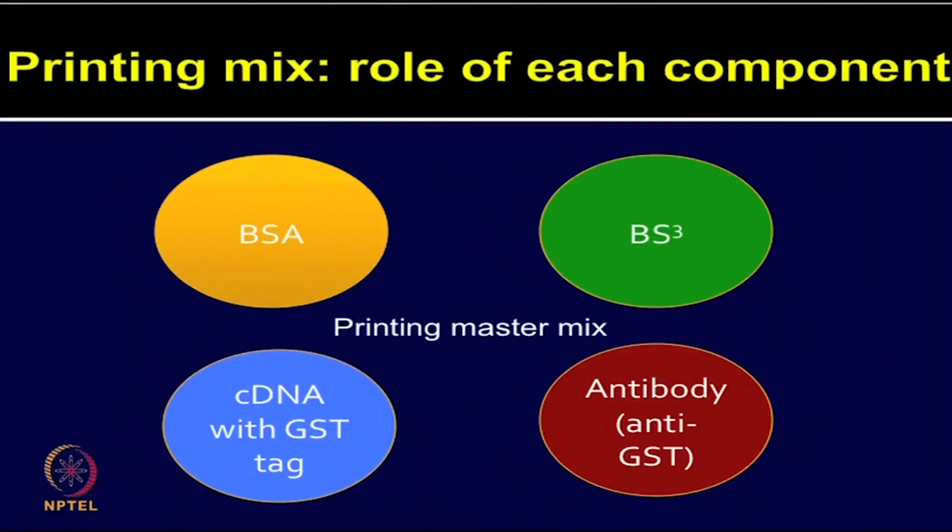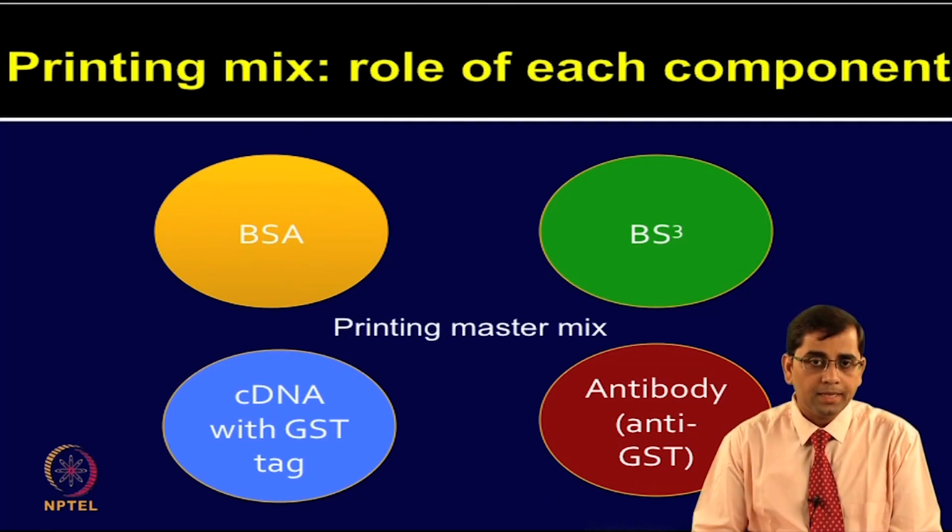Printing DNA or protein features on the chip surface. First of all, you need to make a master mix or printing mix. In case of NAPPA, as I mentioned earlier, you have 4 components: BSA, BS3 cross-linker, cDNA containing the GST tag, and an antibody which is anti-GST antibody.